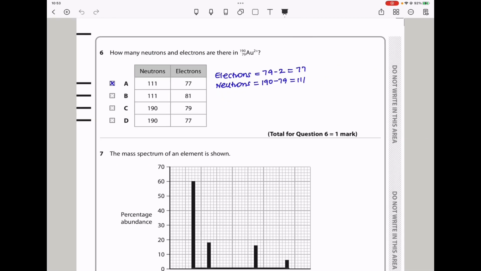Moving on. Question 6. How many neutrons and electrons are there in gold? We can see gold 2 plus, 190 and 79. So the number of electrons is going to be 79 minus 2, which is 77. And then the number of neutrons is going to be 190 minus 79, which gives us 111. So the answer here should be that, which is A.